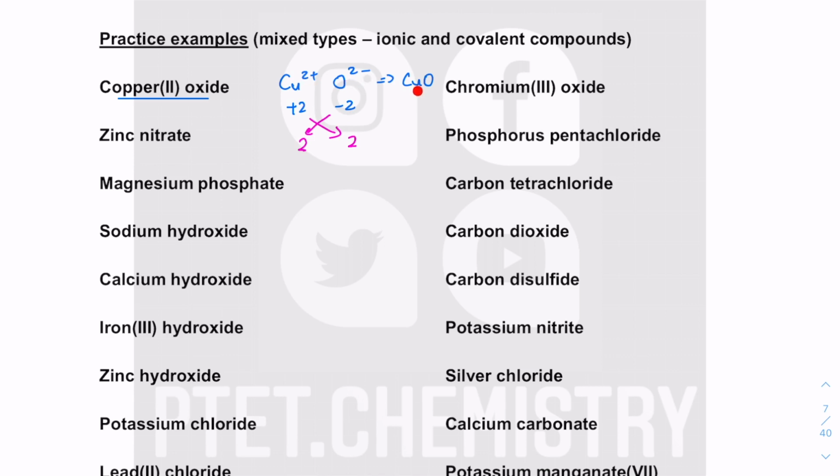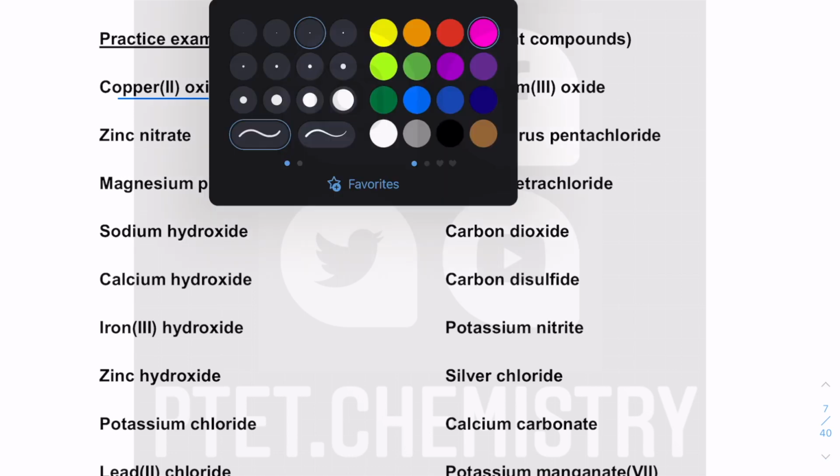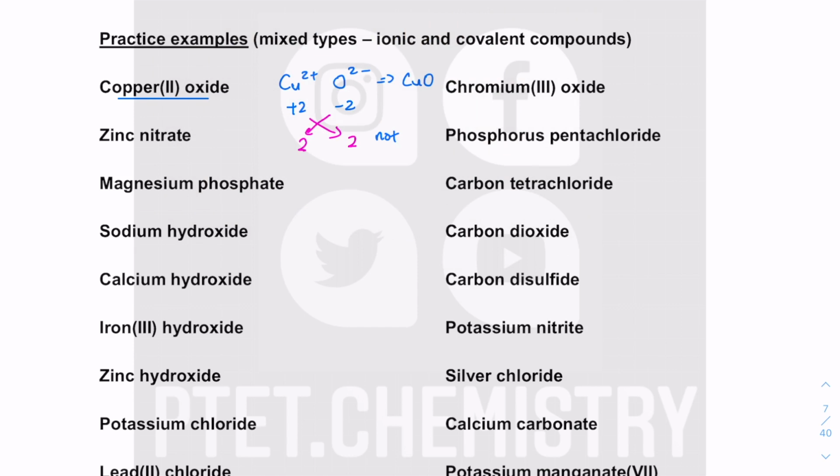The charges cancel out, you only have 1-to-1. This is 2:2 because that is not the simplest ratio. That is not the simplest ratio, and that is usually not how you do formula. So what you do is you divide by 2 both sides, and what you will get is 1 and 1. So what does that mean? That means 1 of Cu2+, that means 1 of O2-. Therefore, the formula of copper(II) oxide is CuO.